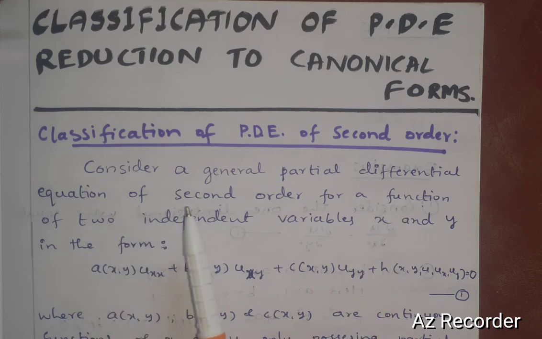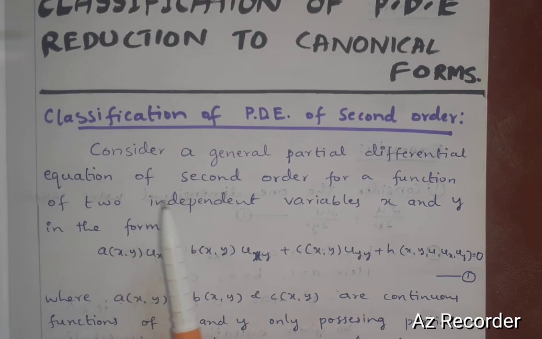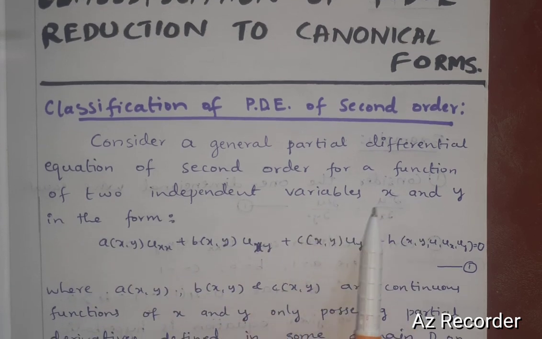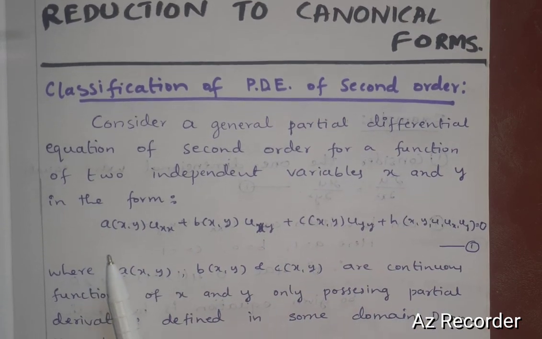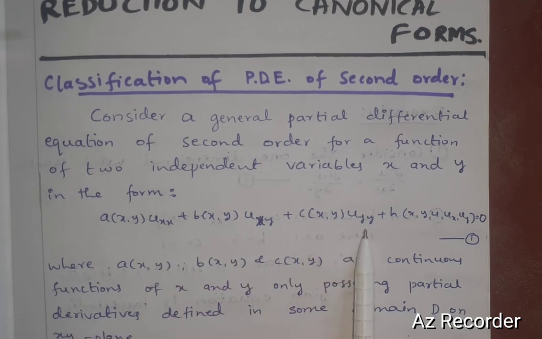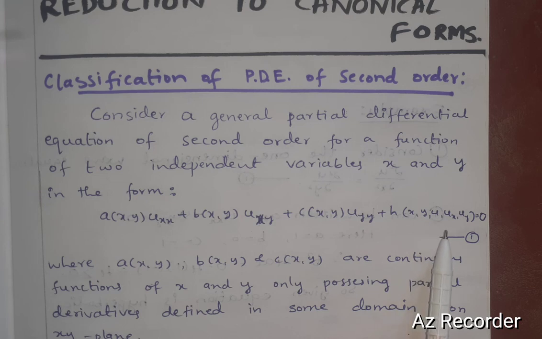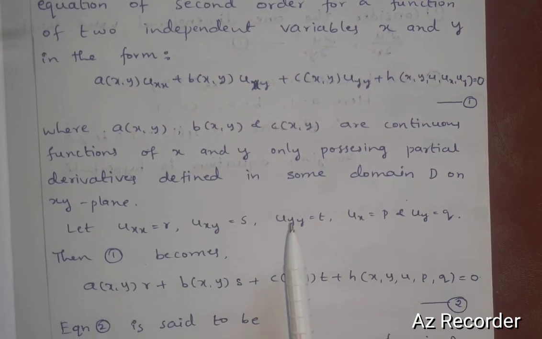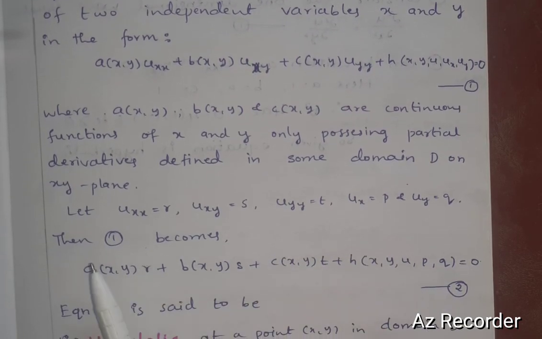So consider a general partial differential equation of second order for a function of two independent variables x and y in the form a(x,y) uxx plus b(x,y) uxy plus c(x,y) uyy plus h(x, y, u, ux, uy) equal to 0. So this is the general form of the second order PDE. Here a(x,y), b(x,y), c(x,y) are continuous functions possessing the partial derivatives in the domain.